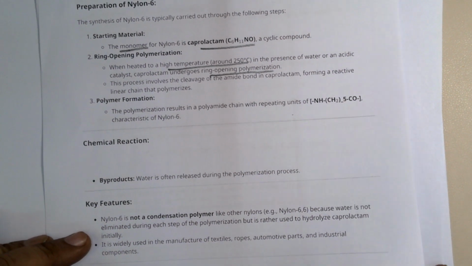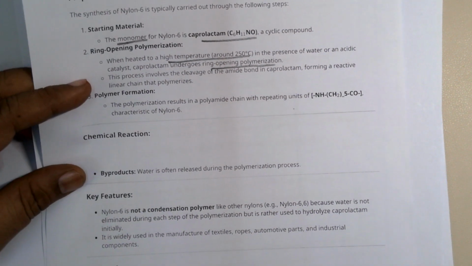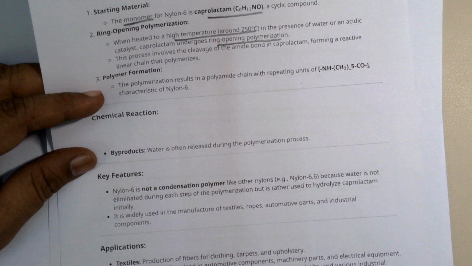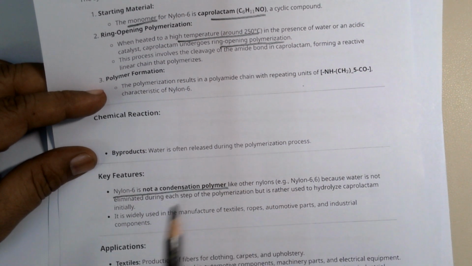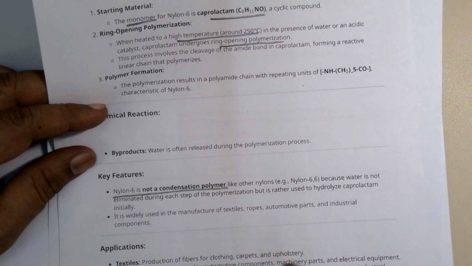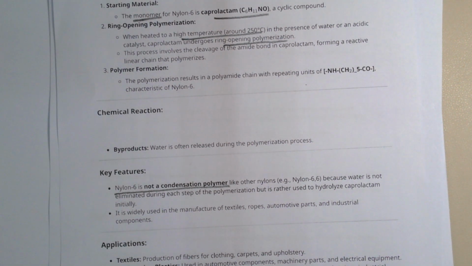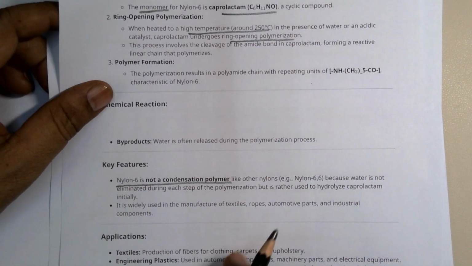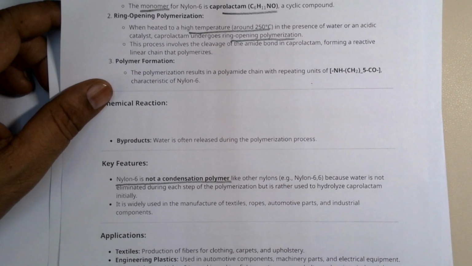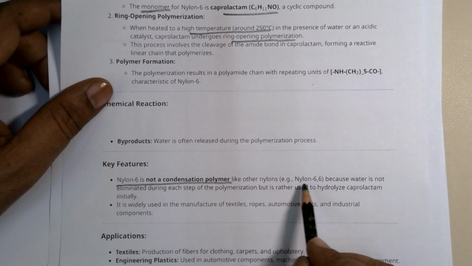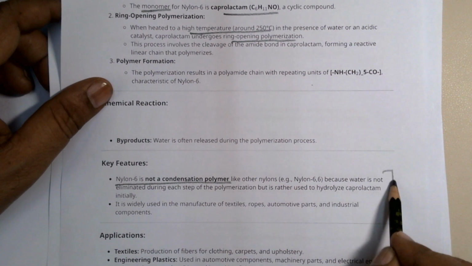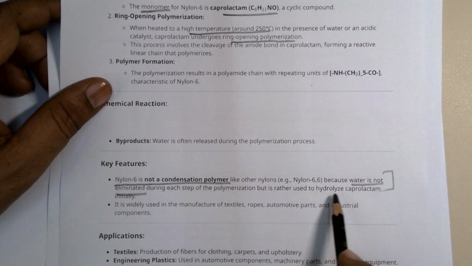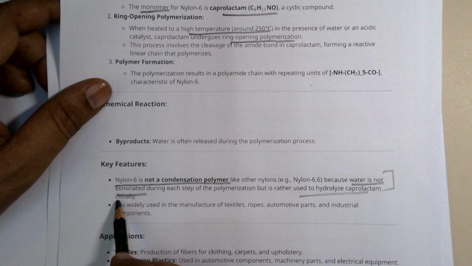Okay, so this type of polymer. Now here the water is not eliminated, you must understand this, and that is why nylon 6 is not a condensation polymer, whereas the other nylons, nylon 2 and so on, are all condensation polymers. Do you know why? Because water molecules are removed there. So here only the NHCO linkage is broken, that's all, but no water is eliminated. Do you understand this? So that makes the difference. And for this type of nylon, you have to mention this property, that water is not eliminated during each step. Rather, water is used to hydrolyze caprolactam initially.